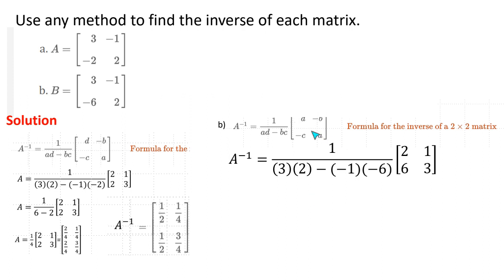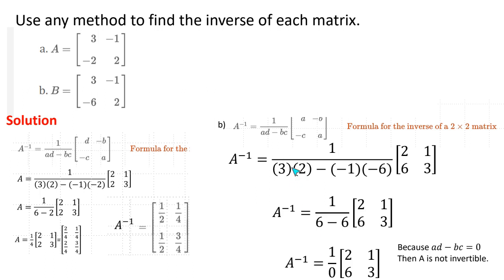And then letter B, same idea. So here we have 3 times 2 and -1 times -6. We're going to switch the 3 and the 2, so now we get 2 and 3. Switch the signs for B and C, so we get 1 and 6.